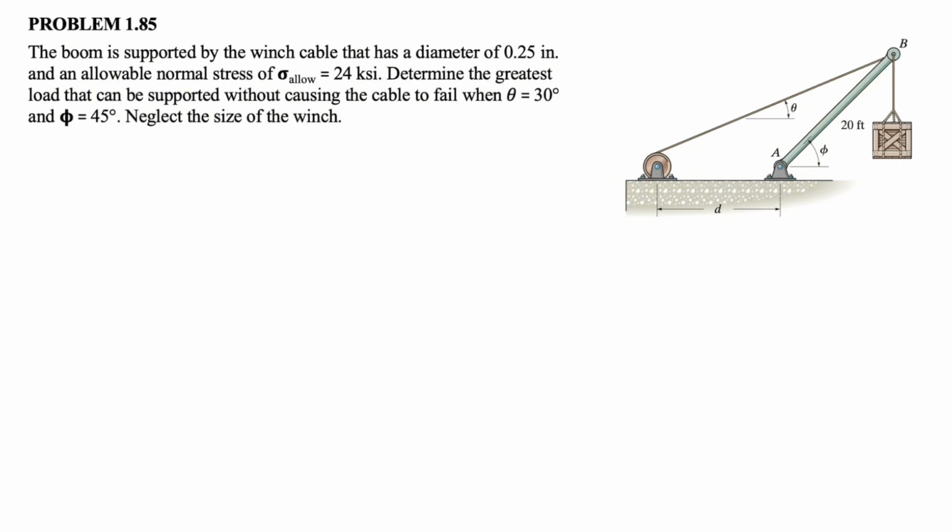So in today's video, we're going to be solving question 85 from the first chapter of the Hibbeler textbook. And we have this boom that is supported by the winch cable that has a diameter of 0.25 inches. And the allowable normal stress of this cable is 24 ksi. And we need to determine the greatest load that can be supported without causing the cable failure when theta is 30 degrees and we have phi 45 degrees.